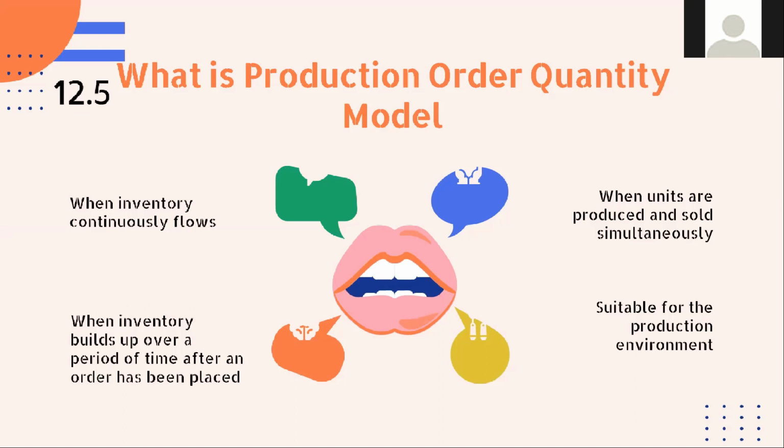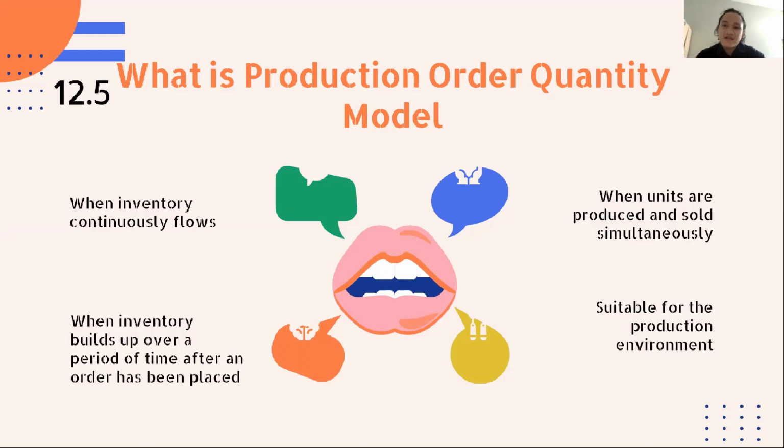Okay, here I'm going to talk about the production order quantity model. This model is applicable under two situations. The first, when inventory continuously flows or builds up over a period of time after an order has been placed. And the second is when units are produced and sold simultaneously.